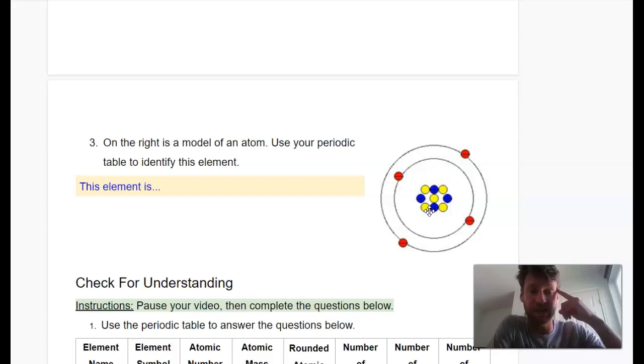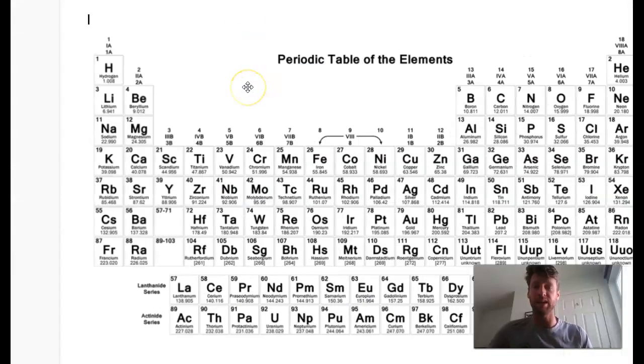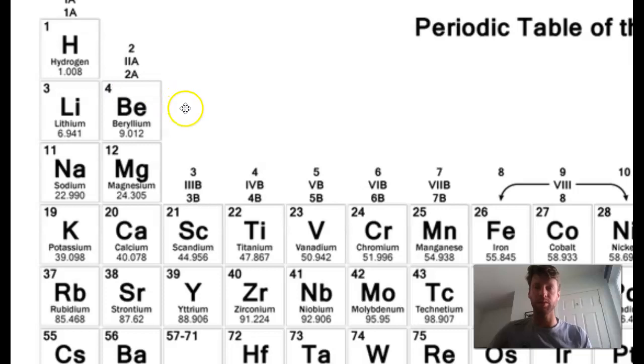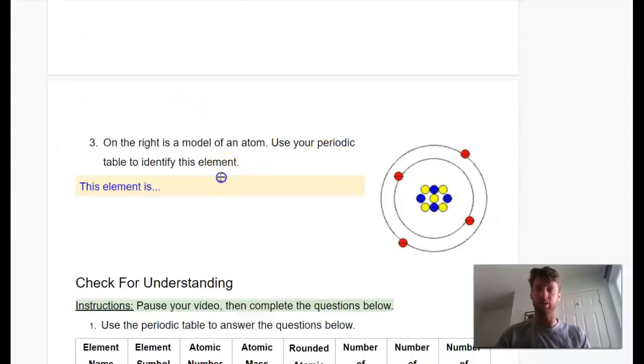Remember, protons are positive. So the person who made this model used that little plus symbol to represent it was a proton. So I have 1, 2, 3, 4 blue protons. So I have 4 protons. That means my atomic number is 4. Let's look at the periodic table and find the 4th element. It is here, beryllium. Number 4, that means that's the one we're looking for.